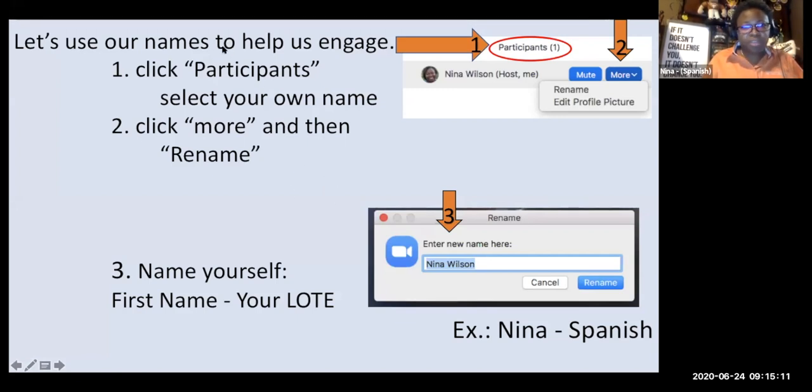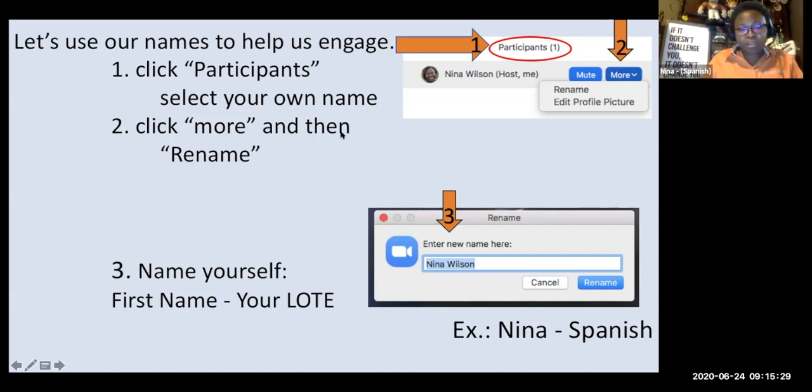So here's what I need you to do. On your screen, if you hover over your name, and I don't know what y'all see, I do know that there are two ways that you can do this. You can either go to participants, and if you click on participants, you should be able to find your name. It should be at the top.